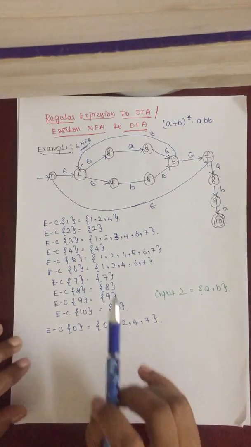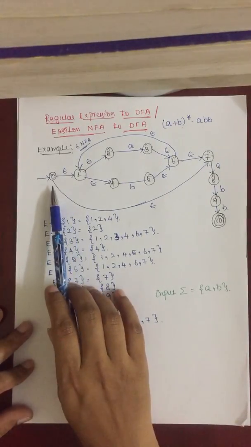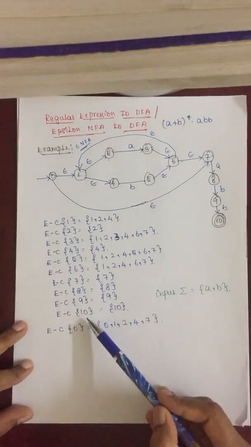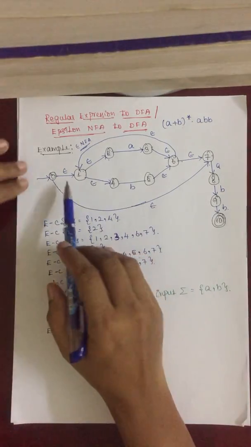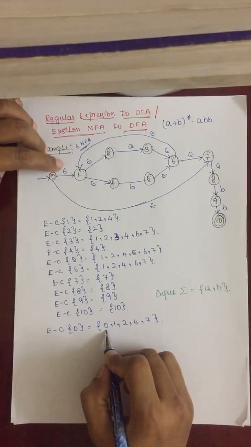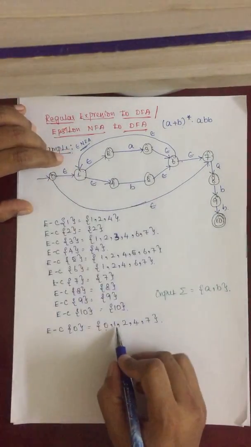So the initial step is we are supposed to identify the E-closure for all the states. From 0 till 10 we are supposed to identify the E-closure, right? If you take 0, E-closure for 0 includes the state 0. 0 with epsilon it is going to the state 1. Yes, I have written the state 1.